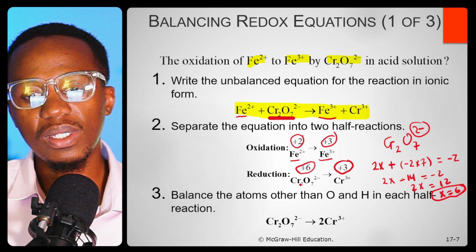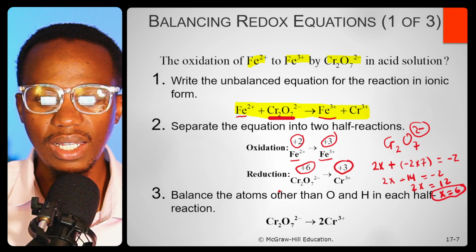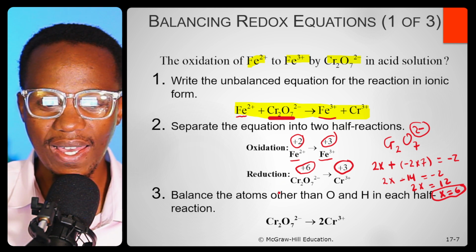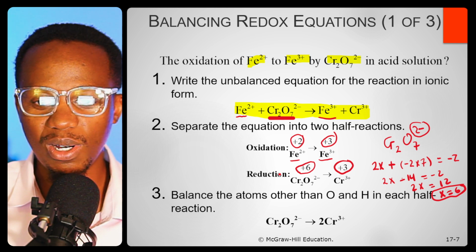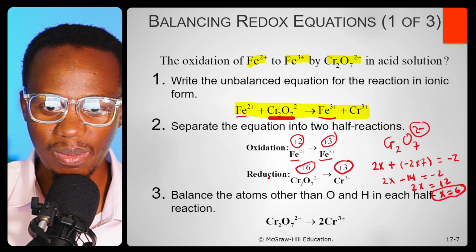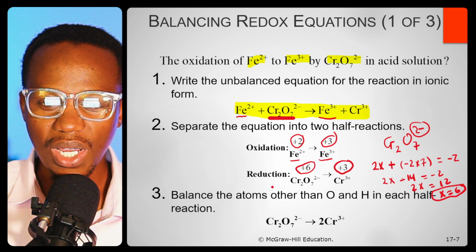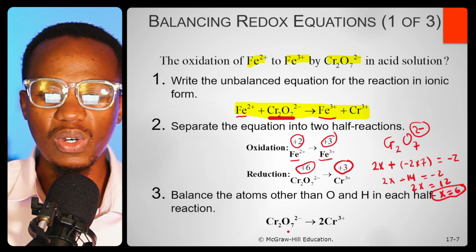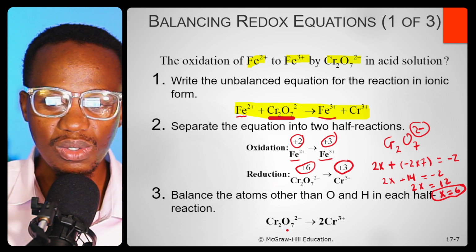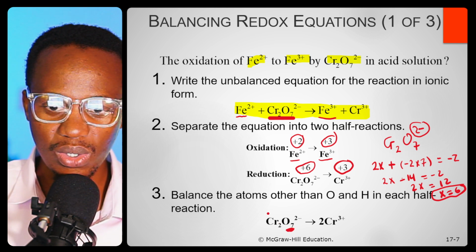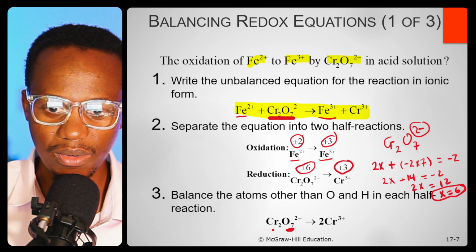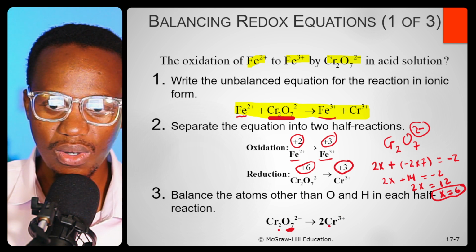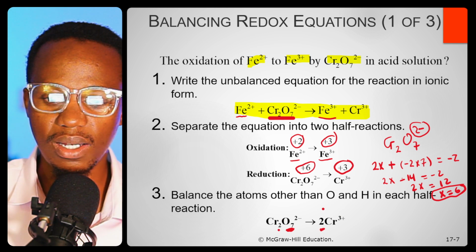All right, so the next is this, and this is the weird part, and I want you to stay with me here. We are going to balance the atoms, but we're going to ignore hydrogen and oxygen for now. We are going to take care of the oxygen imbalance later, so we're going to balance chromium. So if you have chromium 2 here, you're going to put 2 here.